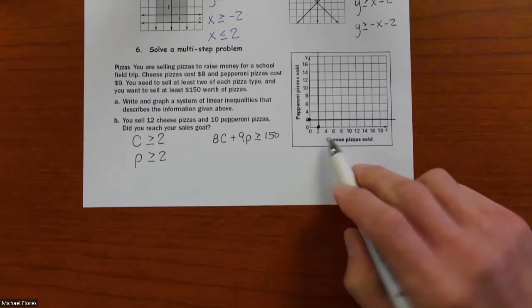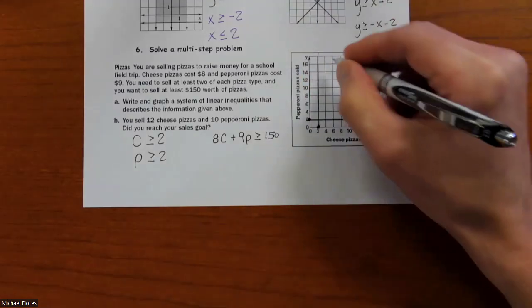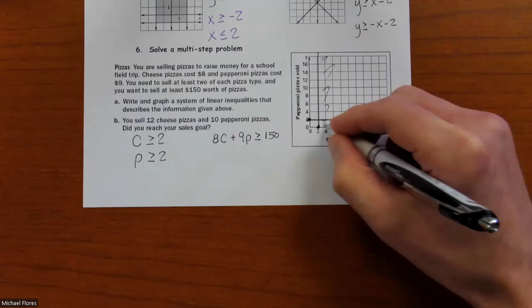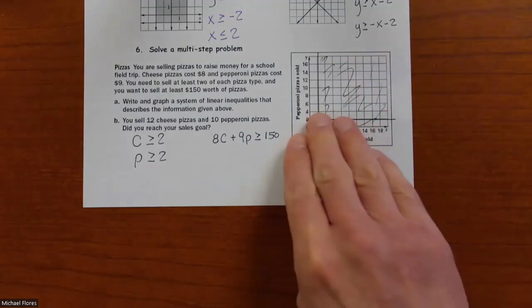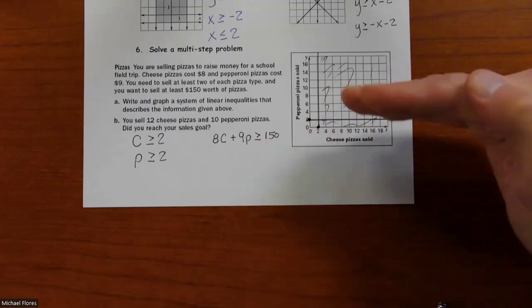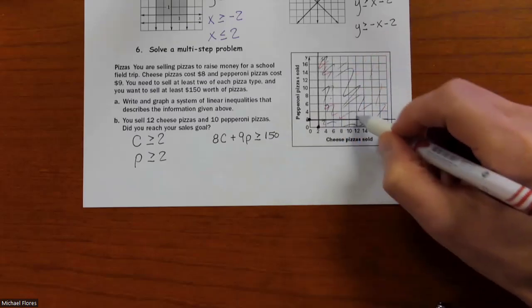Okay, so whenever we graph this vertical line, all the values where C is greater than that are going to be over here. And when we graphed our horizontal line, all the values where P is greater than 2 are going to be above the line. All this here.